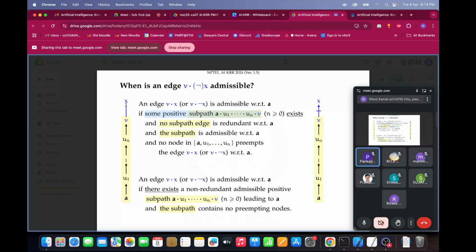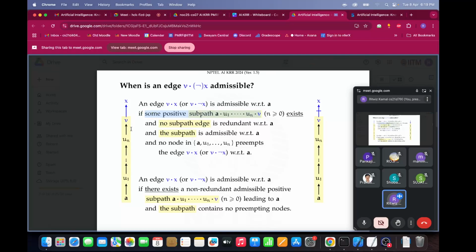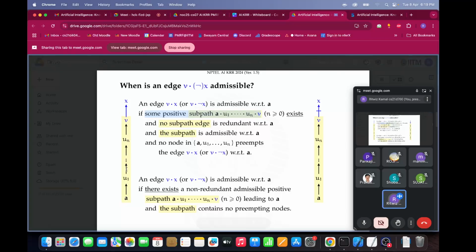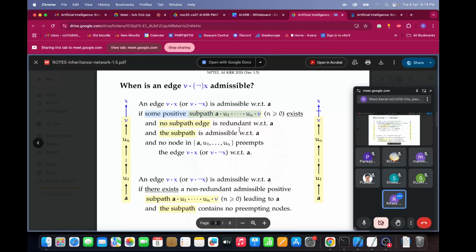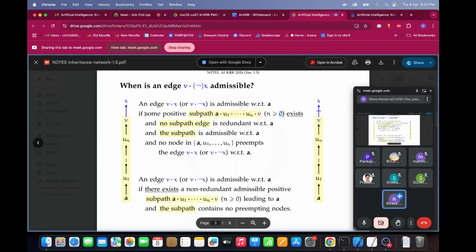Okay, so if you have a look at this blue edge, either V2X or V2 not X, depending on whether it is a positive edge or a negative edge, both can be categorized as admissible edges. The first condition that we have to satisfy is that there has to be some positive subpath starting from A to V with some intermediate nodes U1, U2, U3 up to UN, and this number of intermediate nodes can be 0 or more than 0. Okay, that is the first condition.